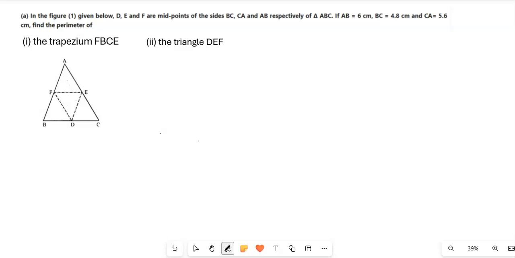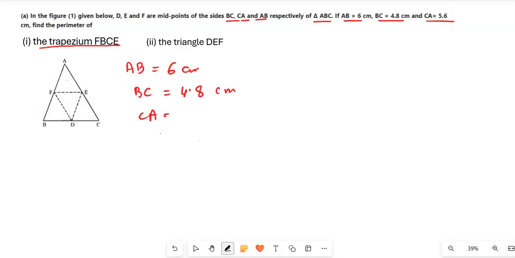The question says, in the figure given below, D, E, F are midpoints of the sides BC, CA and AB respectively of the triangle ABC. If AB equal to 6 cm, BC equal to 4.8 cm and CA equal to 5.6 cm, find the perimeter of the trapezium FBCE. So given AB equal to 6 cm, BC equal to 4.8 cm and CA equal to 5.6 cm.